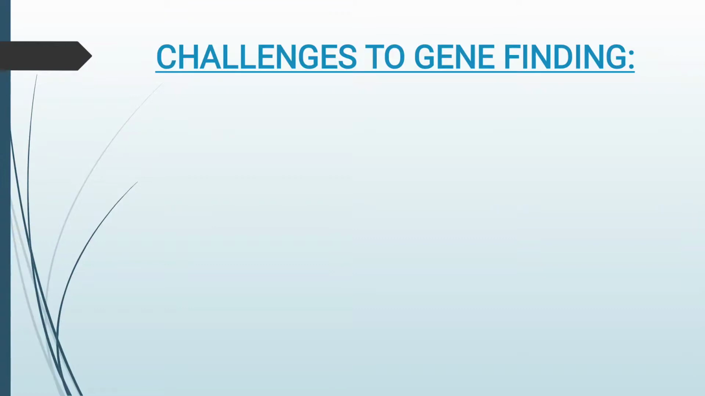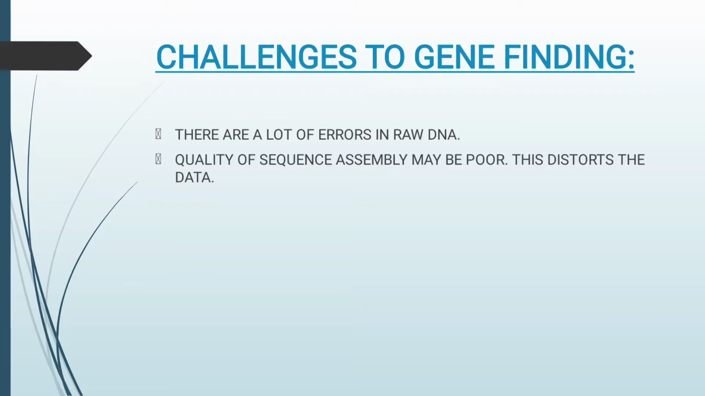So that's it. Next is challenges to gene finding. When you sequence DNA, after you have DNA, you can feed it into an automated sequencer to find out the sequence of the DNA. There are a lot of errors in raw DNA. So these errors affect the process of gene finding. In raw DNA, there are lots of problems I'll discuss further.